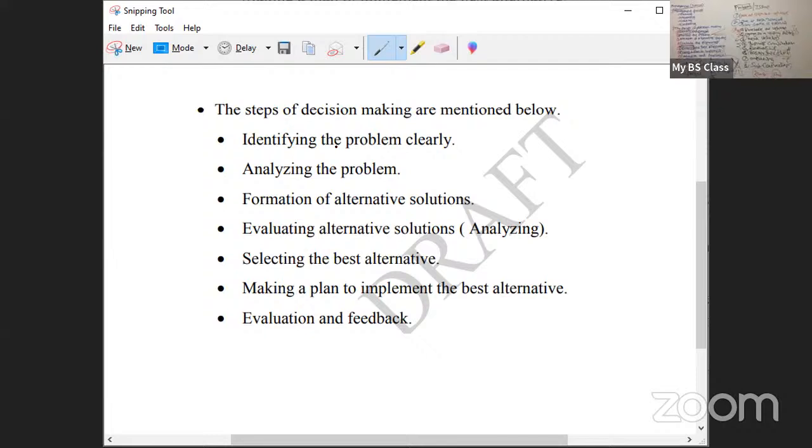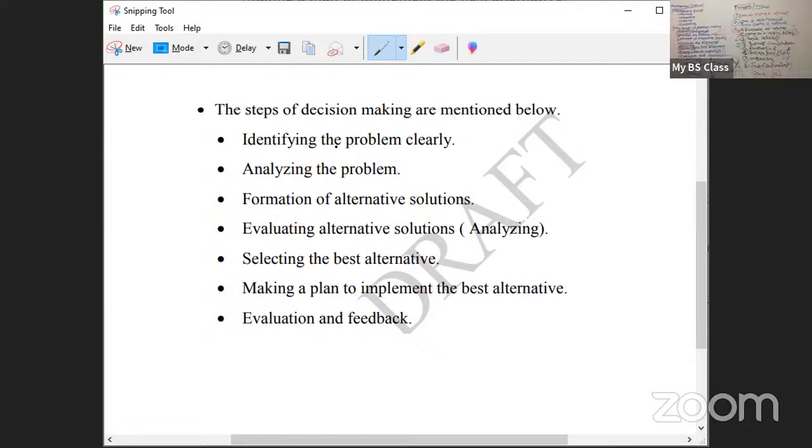And then you try to analyze the problem. How did it happen, who, why did this happen, right? You try to find some background verification behind that issue or behind that problem.